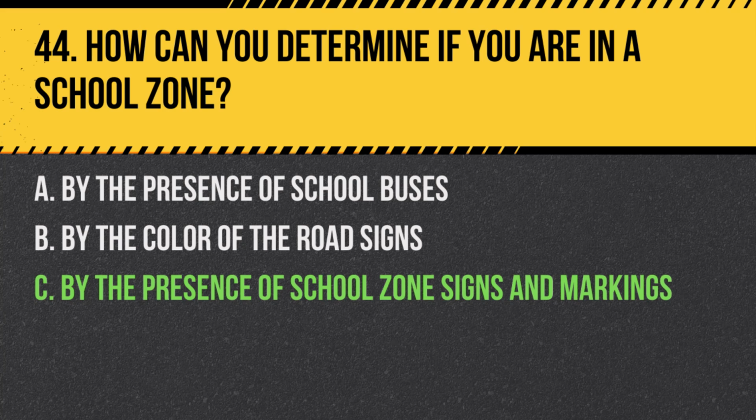You can determine if you are in a school zone by the presence of school zone signs and pavement markings indicating reduced speed limits and the presence of nearby schools.